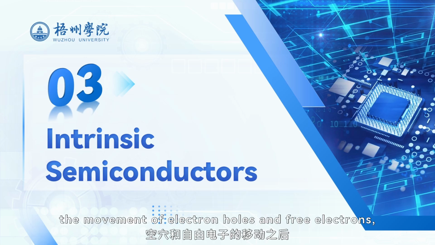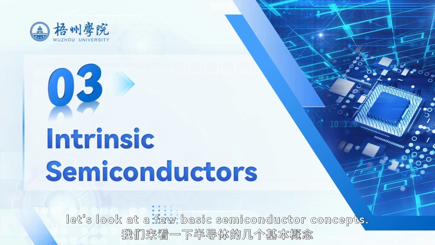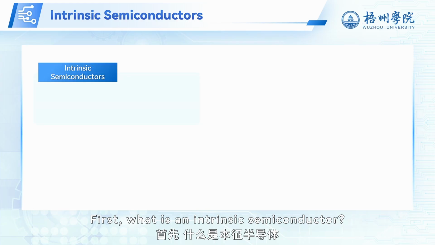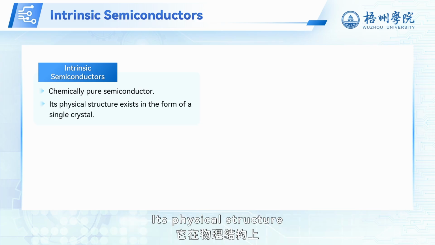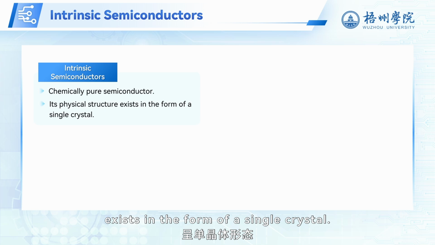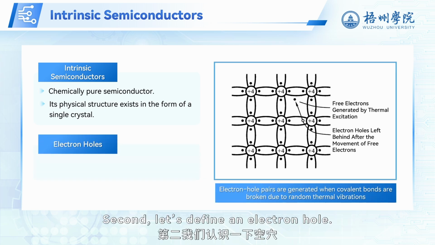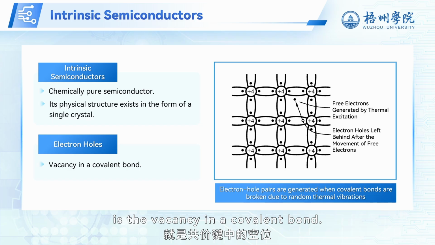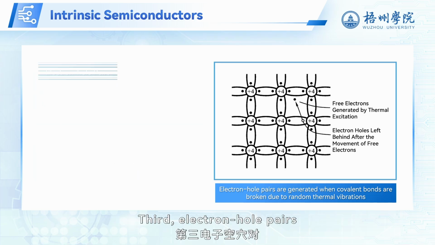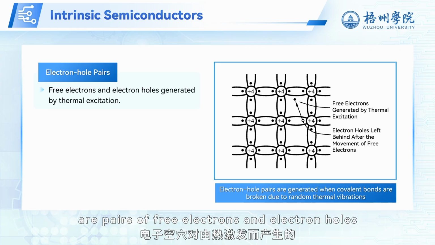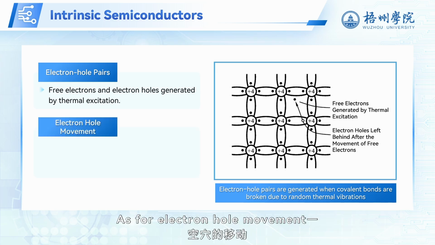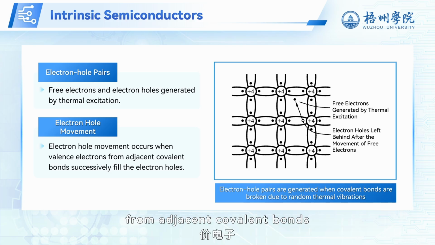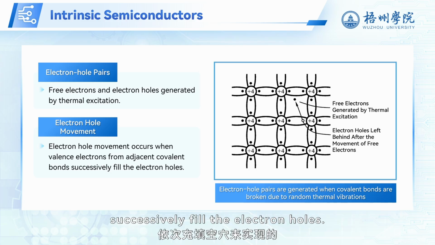Now that we understand the movement of electron holes and free electrons, let's look at a few basic semiconductor concepts. First, what is an intrinsic semiconductor? It is a chemically pure semiconductor. Its physical structure exists in the form of a single crystal. Second, let's define an electron hole. An electron hole is the vacancy in a covalent bond. Third, electron hole pairs are pairs of free electrons and electron holes generated by thermal excitation. As for electron hole movement, it occurs when valence electrons from adjacent covalent bonds successively fill the electron holes.